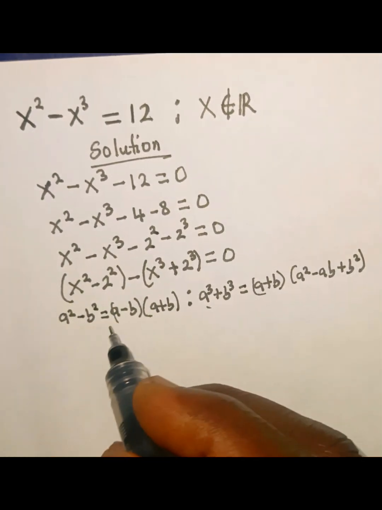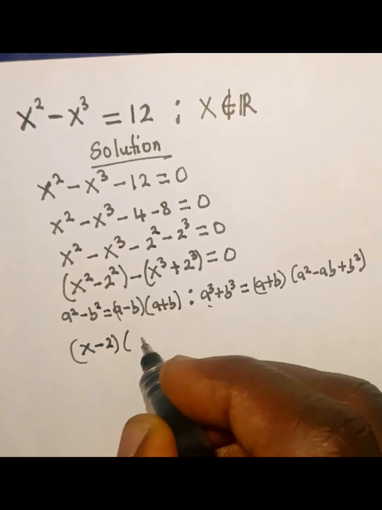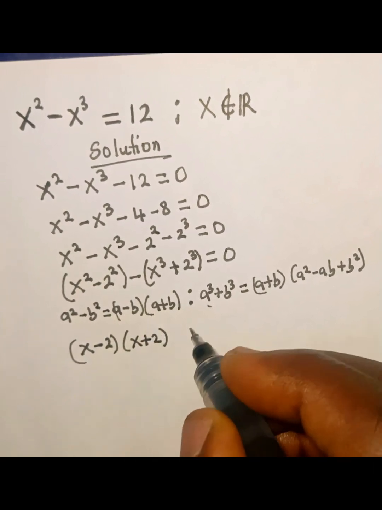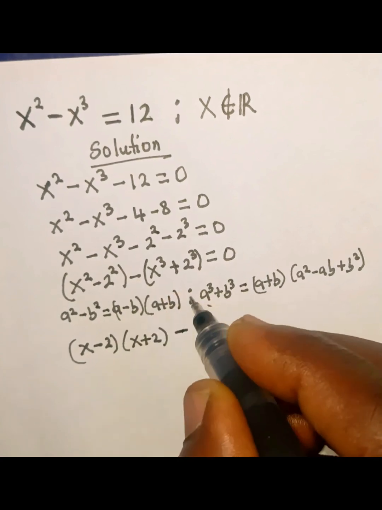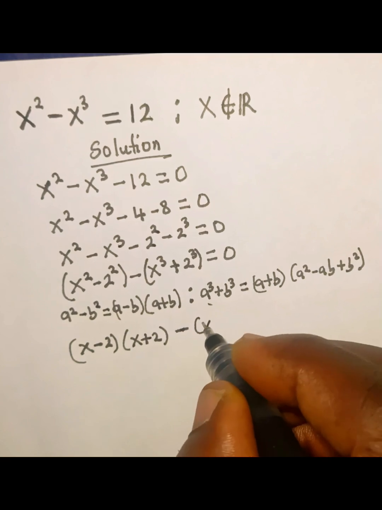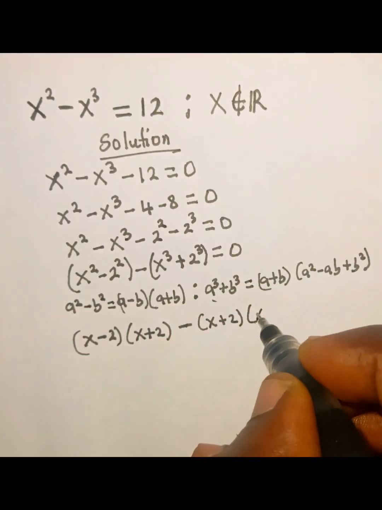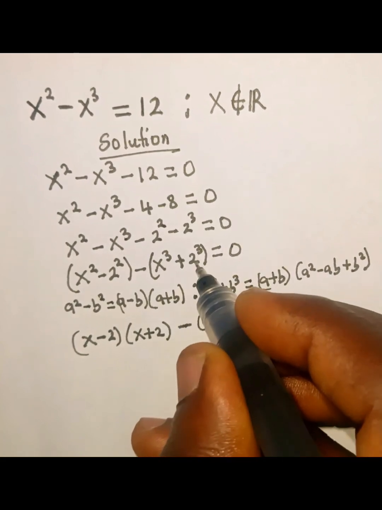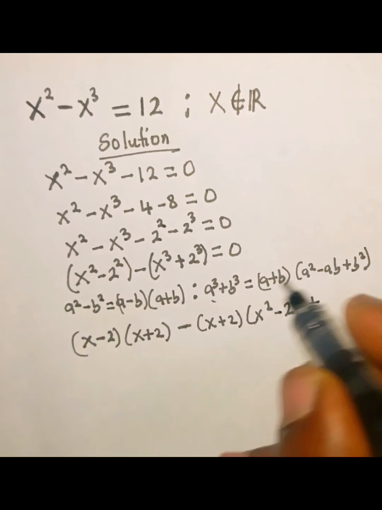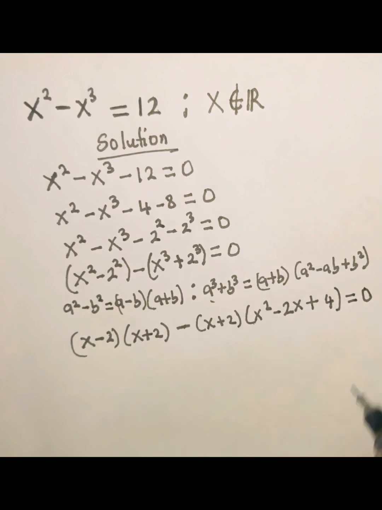So a square minus b square in this form is going to be x minus 2, then multiply by x plus 2, using this property. Now minus this, minus from here. So breaking this into this form is going to be a plus b, the same as x plus 2, then multiply by a square, which is going to be x square, then minus ab, which is going to be minus 2x, then plus b square, and b is 2, so 2 square is going to give us 4. So everything will be equal to 0.